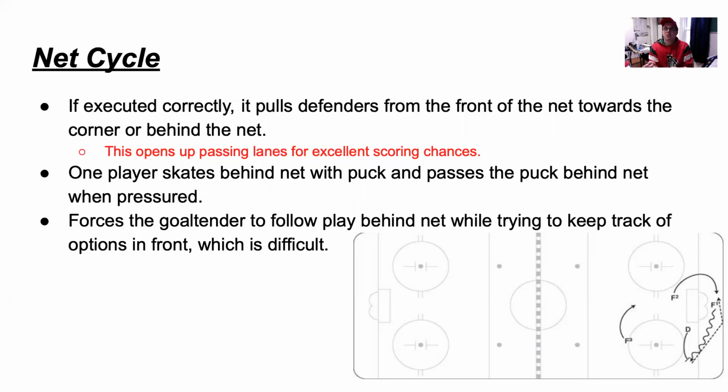Now if we're being pressured and we feel like we can't go anywhere, we're going to use that net cycle. We're going to use the cycle like we talked about, but behind the net this time. This forces the goalie to follow the play behind the net while trying to keep track of the option in front, which is difficult. So usually with this, the goalie's looking back behind the net, and if that pass is made quick, boom, boom.